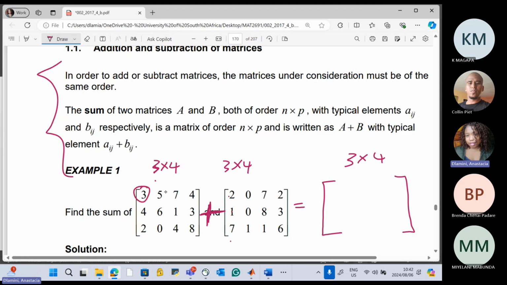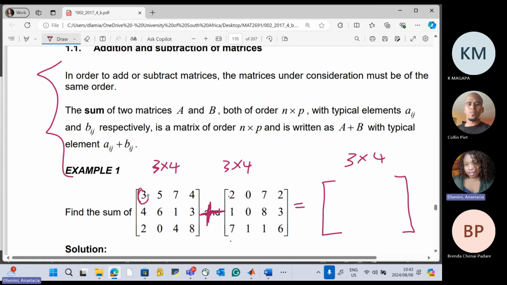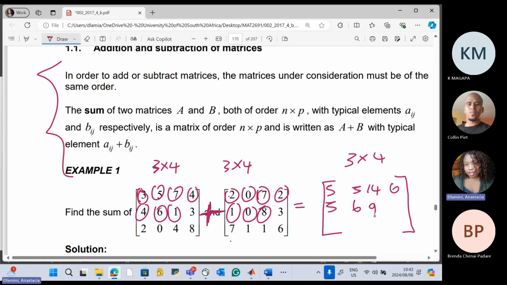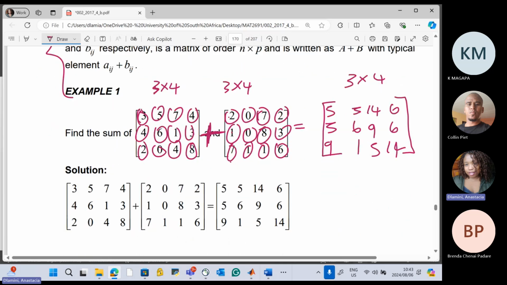Okay, let me start afresh here. So 3 plus 2, that is 5. 5 plus 0, that is 5. 7 plus 7, that is 14. 4 plus 2, that is 6. 4 plus 1, that is 5. 6 plus 0, that is 6. 1 plus 8, that is 9. 3 plus 3, that is 6. 2 plus 7, that is 9. 0 plus 1, that is 1. 4 plus 1, that is 5. 8 plus 6, that is 14. So that's how you do your matrix addition.